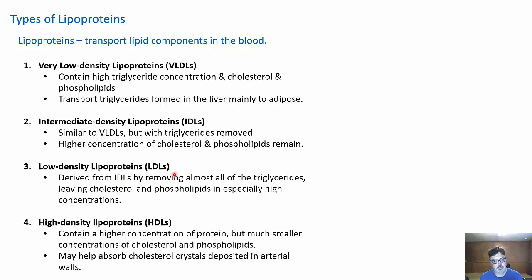And last but not least, we have our high density lipoproteins, HDLs. These will have a higher concentration of protein in them, making them a higher density, but they're going to have much smaller concentrations of cholesterol and phospholipids. Now, some of the evidence is recently kind of up in the air, but there's some evidence that it may help absorb cholesterol crystals that are already deposited in the arterial walls. So, good job for the HDLs.